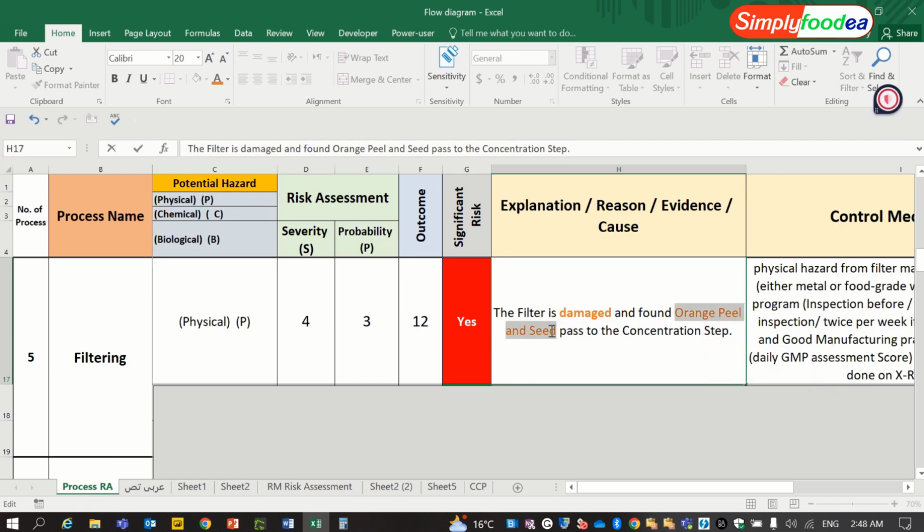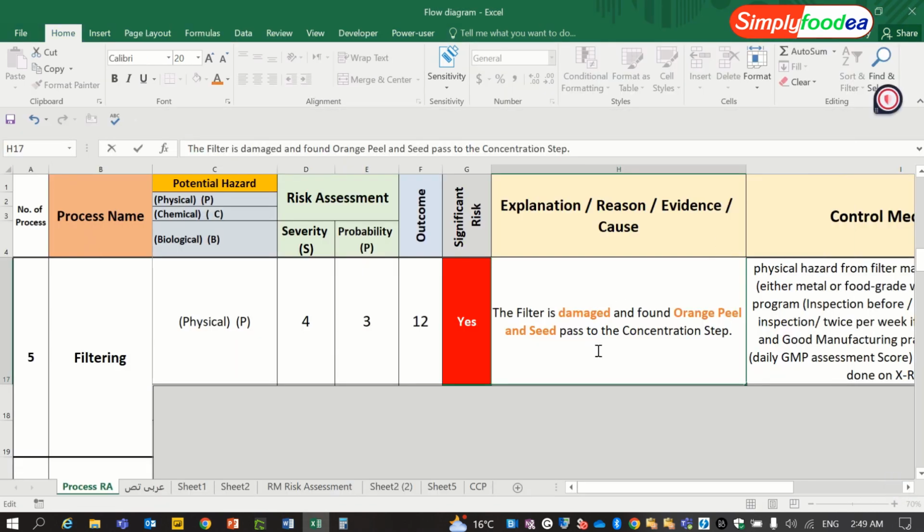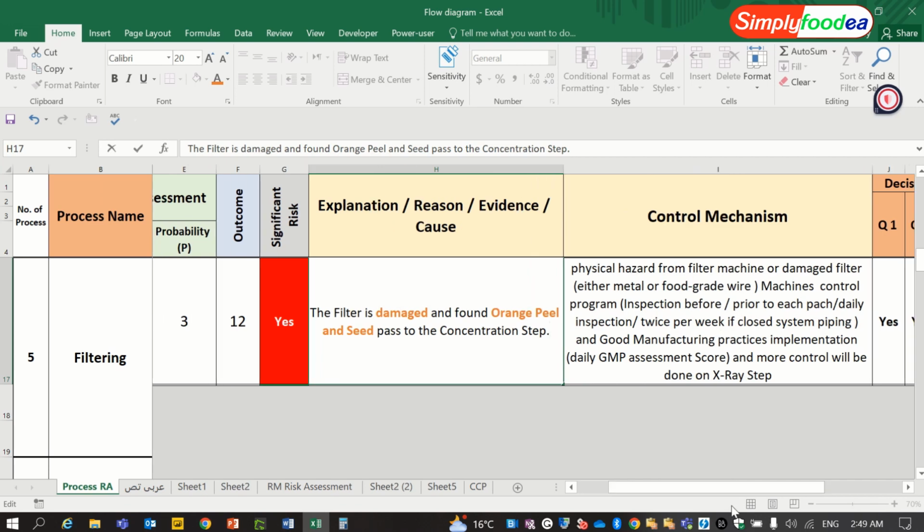So the hazard from this step in the filtering, for example, this filtering step number 5, receiving of orange after sorting, washing, squeezing out, and filtering. So the risk in the filtering here is from the filtering process itself, or if there is any possible physical hazard passed through all these processes, but it is of little likelihood and little occurrence, but the most from the filtering is the filter itself.